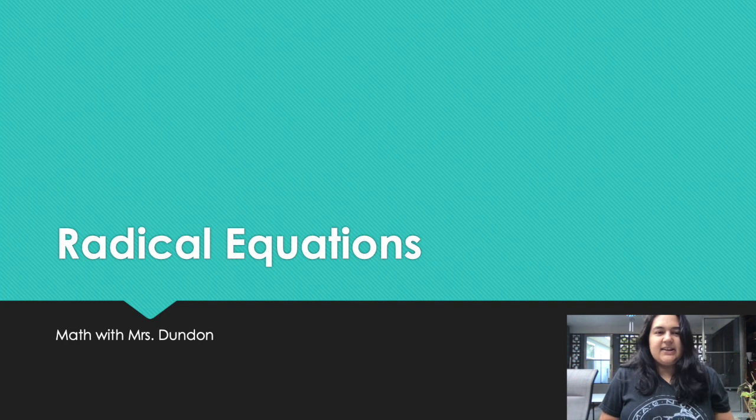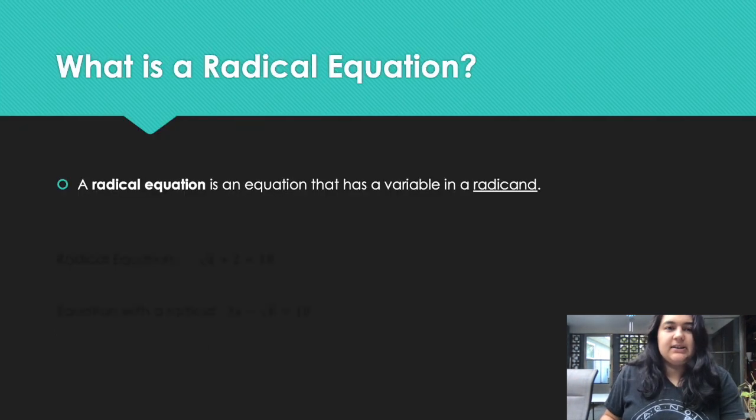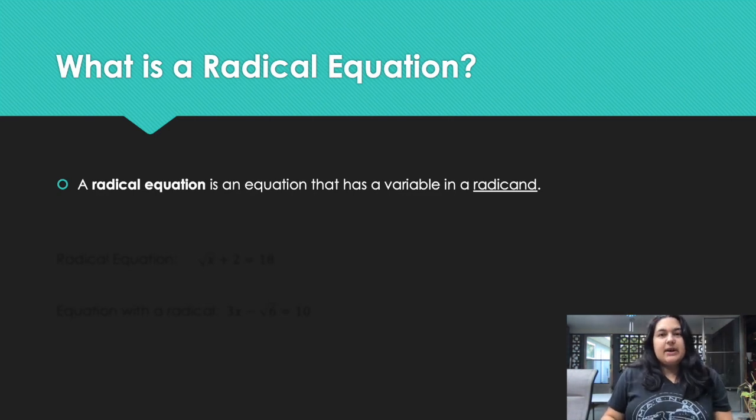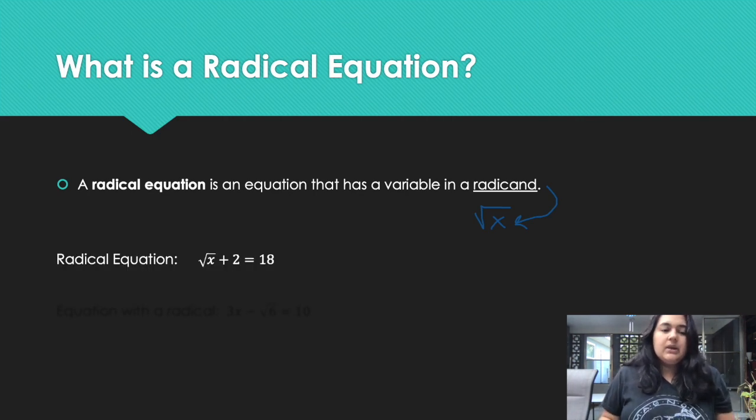Let's get started. So today we're going to be learning about radical equations, okay? What is a radical equation? A radical equation is an equation that has a variable in the radicand. So the radicand is going to be that variable that is under the radical sign, okay? It's variables, numbers, whatever. It's going to be under the radical sign. So a radical equation is going to have a variable in the radicand, okay?